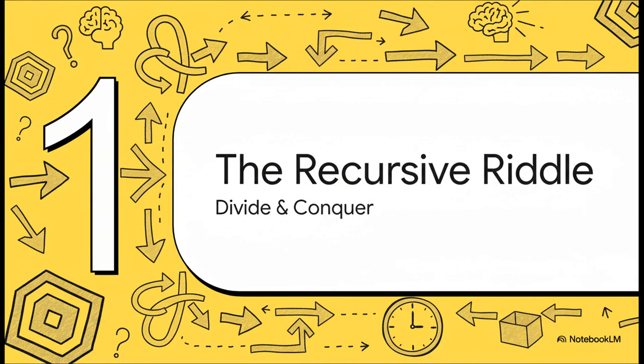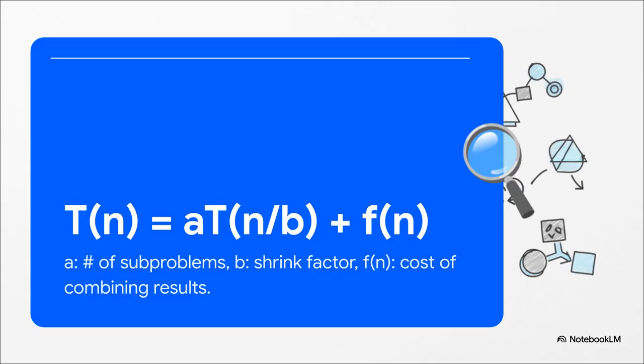See, most of these divide-and-conquer algorithms, the ones that break a big problem into smaller versions of itself, they all follow the same basic structure. It's like our recursive riddle, and once you learn how to read it, you're halfway to the solution. And this equation right here, this is the riddle. Now, I know it looks a little intimidating, but let's break it down.